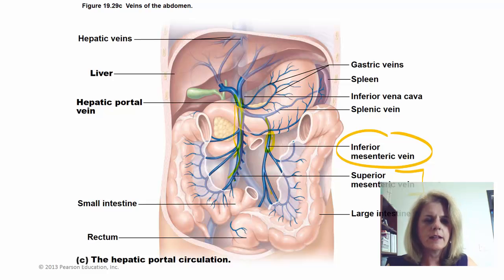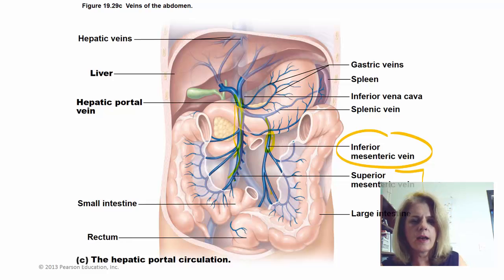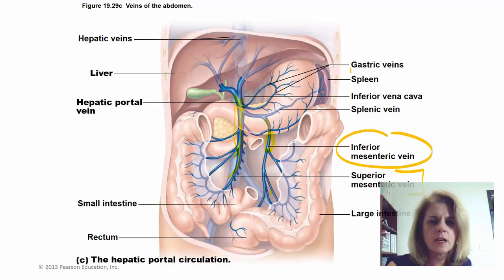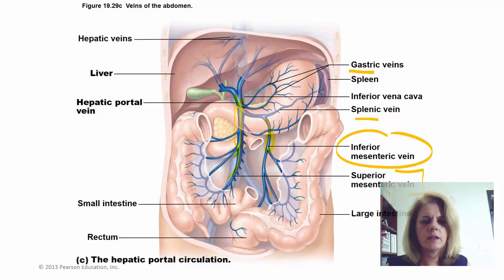All right, and so one of the things you have to do is when blood is returning from the stomach, so the gastric vein, from the spleen, so your splenic vein, and from the intestines, that needs to be processed first before it goes back to the heart. So I usually just always kind of say, think about where it's been.